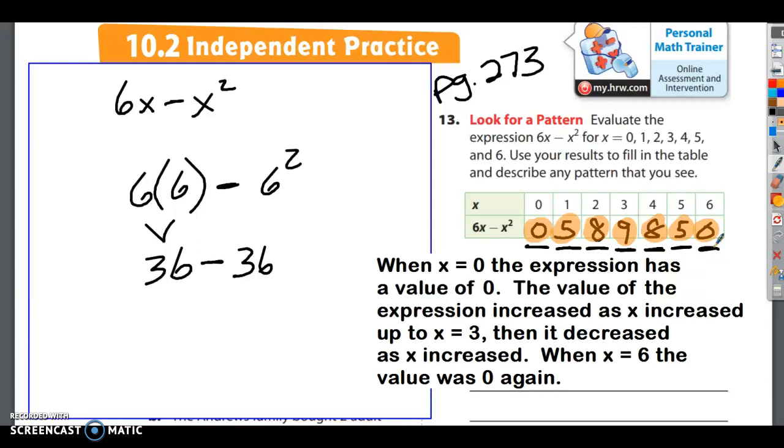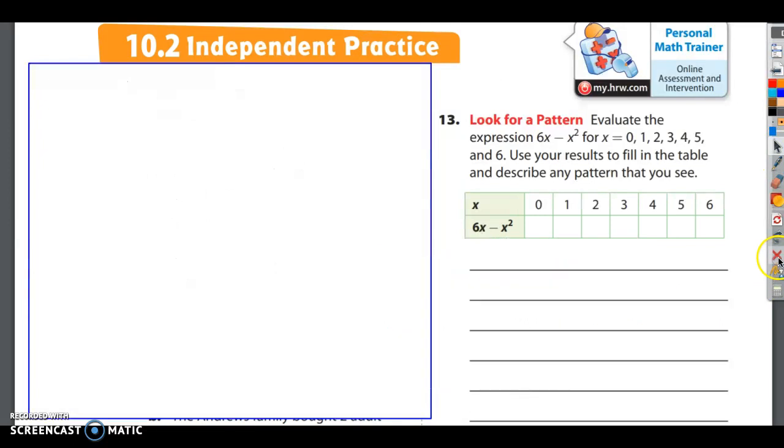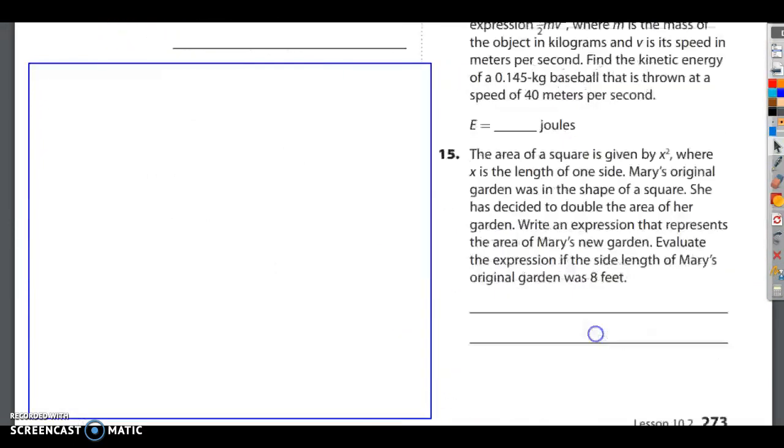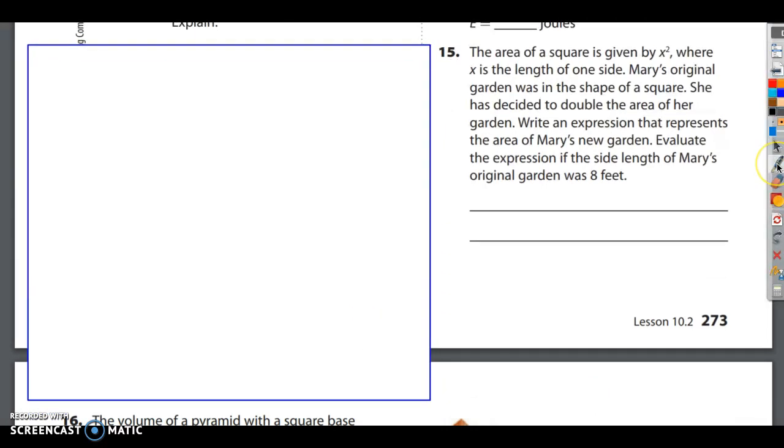If you have a different way of writing it, that's totally fine with me. Describing the pattern might not be the important part, but being able to find out all these numbers right here, that's the important part. All right, let's go to the bottom of the page. Again, we're skipping number 14, so let's go ahead to number 15. Number 15 is a little tricky, but we'll figure it out.